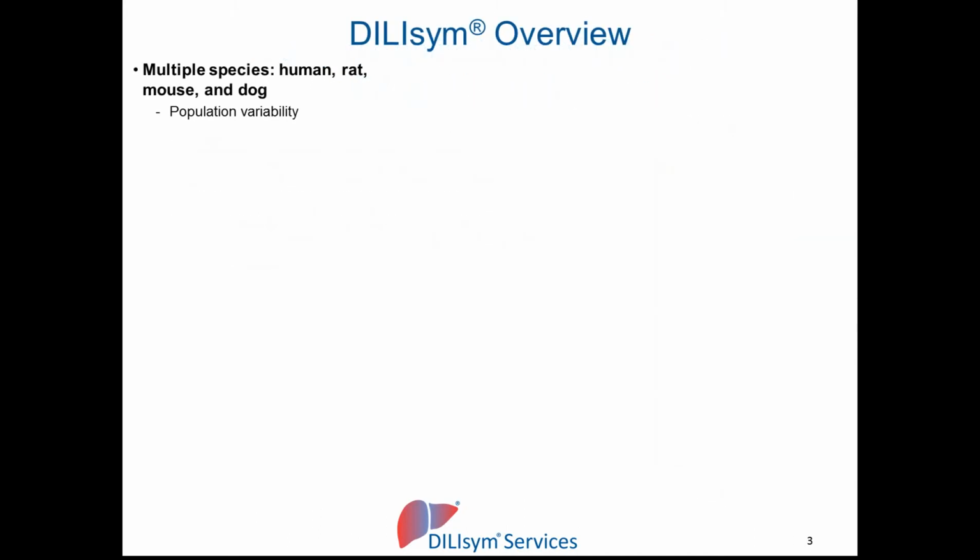Before we dive into the application, I'd like to use this opportunity to give everyone a very brief overview of DILIsym. It is a mathematical model of drug-induced liver injury, and we make these predictions in four species: the human, the rat, the mouse, and the dog. We have a baseline representation of each, representing, say, the average human, the average rat. And we also have our SimPops, or simulated populations, that allow us to account for inter-individual variability.